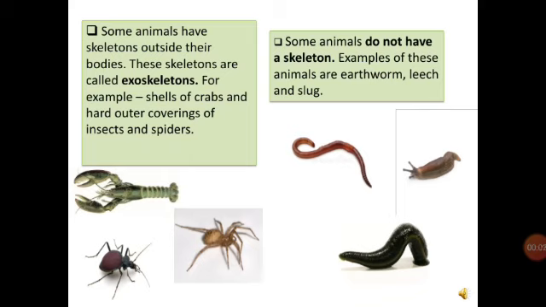There are two types of skeletons. Skeletons which lie inside animals' bodies are called endoskeletons, and the skeletons which lie outside animals' bodies are called exoskeletons. For example, shells of crabs and hard outer coverings of insects and spiders. Some animals do not have a skeleton. Examples of these animals are earthworms, leech, and slug.